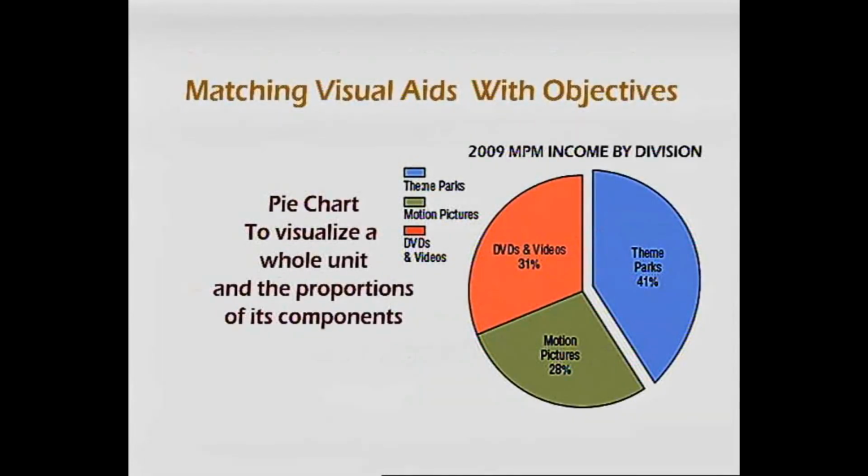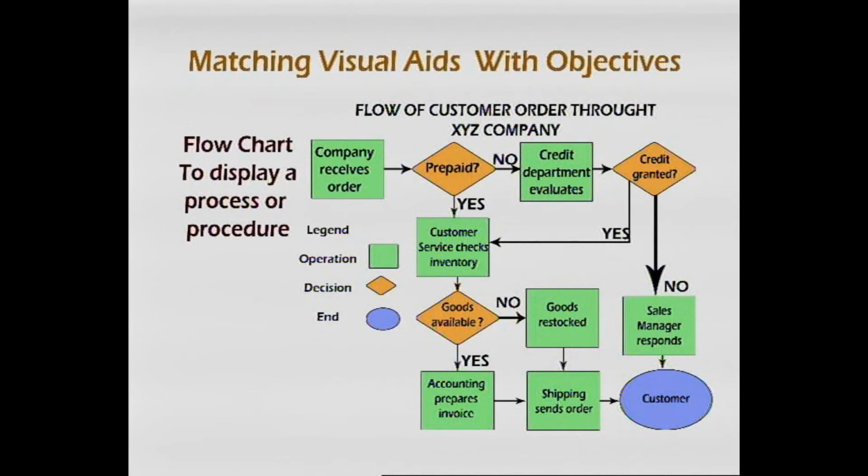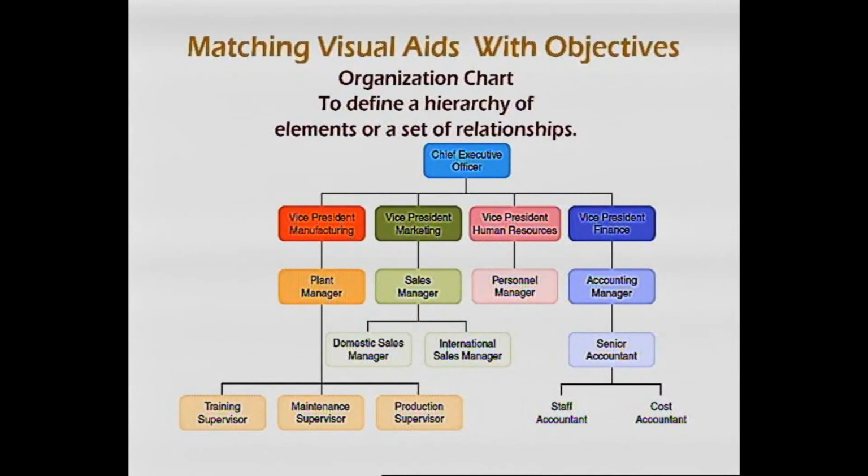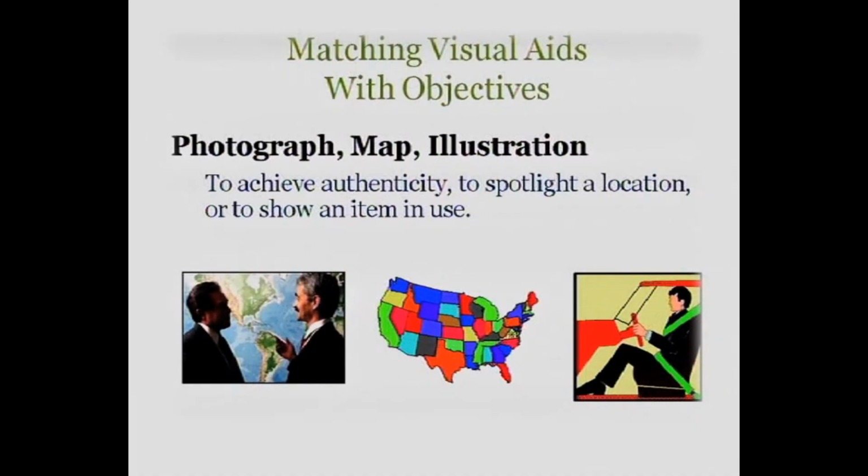See this pie chart, it visualizes the whole concept and you get the proportions of the basic size of what you want to say. See this flow chart, it displays a process or a procedure of the organization. See this organization chart, what is it saying? It defines the hierarchy of the people and the elements in the organization. See these photographs, maps, illustrations, they give authenticity, a spotlight and a kind of attraction to your report. They are important because what you do has to be validated by the visual aids. Now, the visual aids are important for the reporting because they basically try to evaluate the audiences, they basically try to attract the audiences.